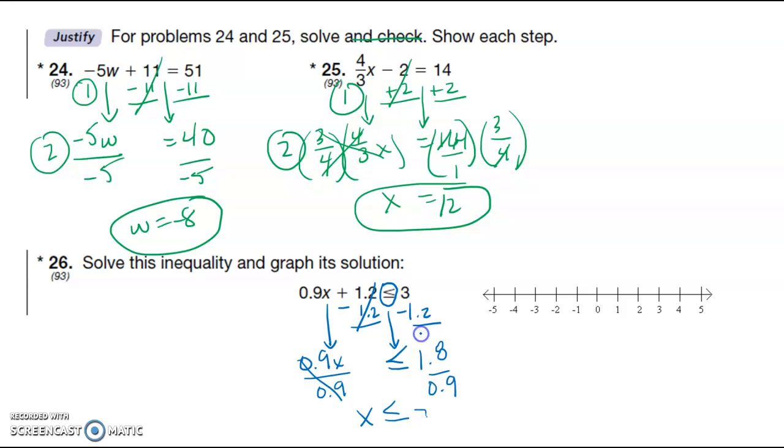So I have x is less than or equal to 2. Oops, pushed a button. There we go. So we're at 2. Since it has the equal to sign, I'm going to fill that in, and then the arrow shows me that it's going to go this way.